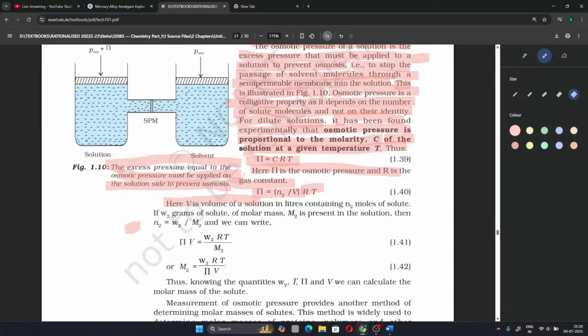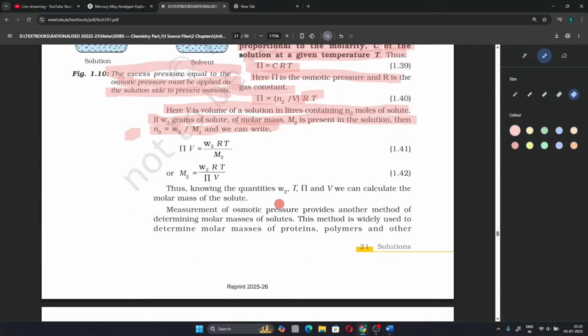Here V is the volume of the solution in liters containing n2 moles of the solute. If w2 grams of the solute is dissolved, and M2 is the molar mass of the solute, then n2 equals w2 by M2, and we can substitute the formulas here. For the osmotic pressure times volume, we will get this, and for the molar mass of the solute, we can get this equation.